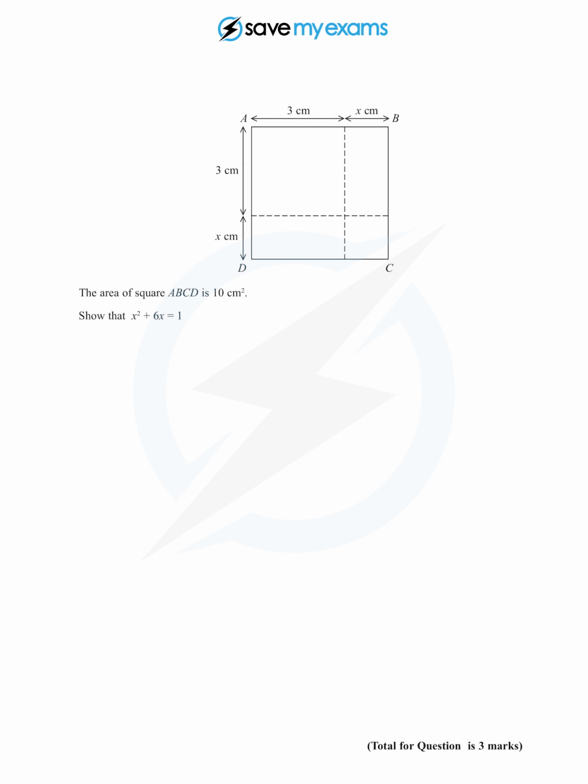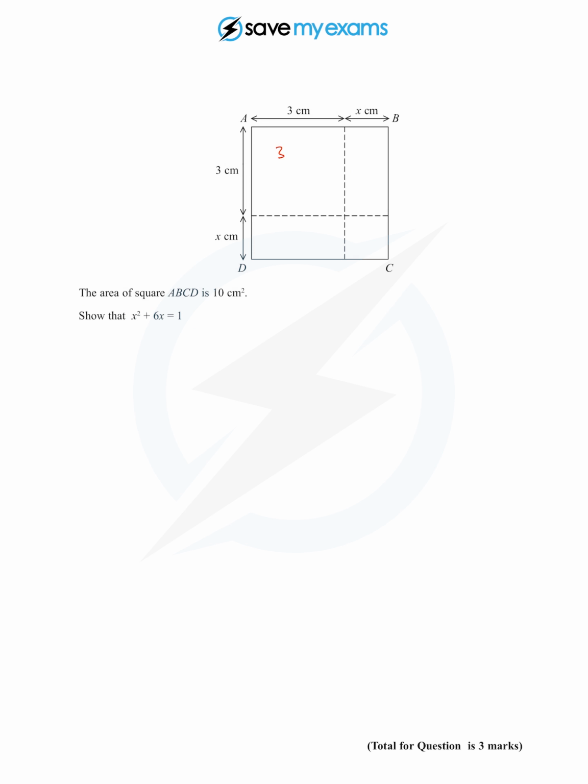Right, so we have a square, and it is 10 square centimetres in total. But look, they've split it up into 4 different areas for us. And so when we're asked to show that x squared plus 6x equals 1, let's just use those 4 areas. And so we can do our working on the diagram. This is not a problem.